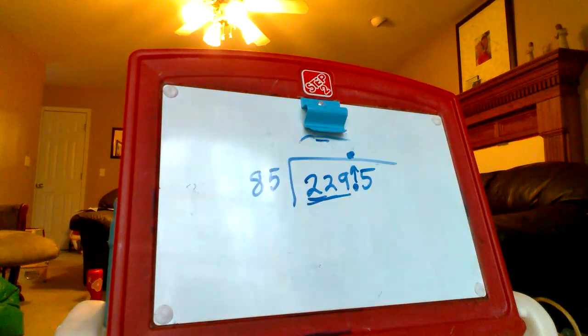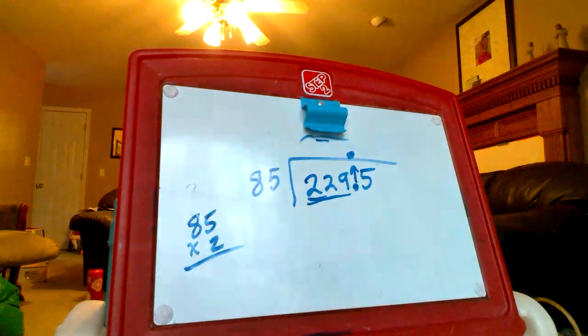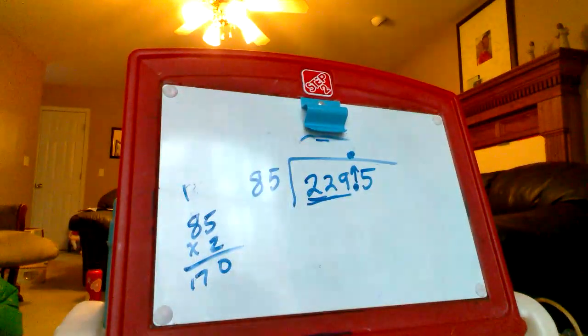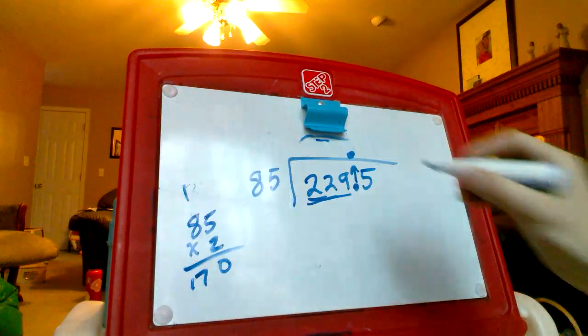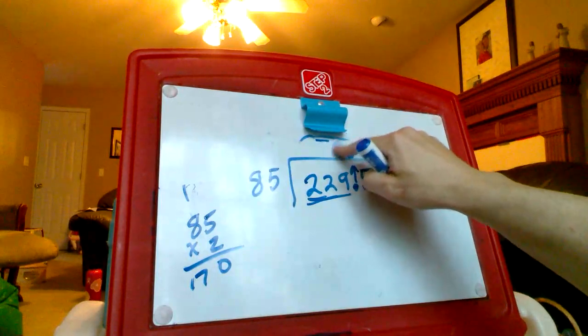I know it's going to be close to 2, so I'm just going to take it times 2. 5 times 2 is 10. 8 times 2 is 16, plus 1 is 17. So it's 170. So I'm going to put this 2 right above the 9. That is a 2.